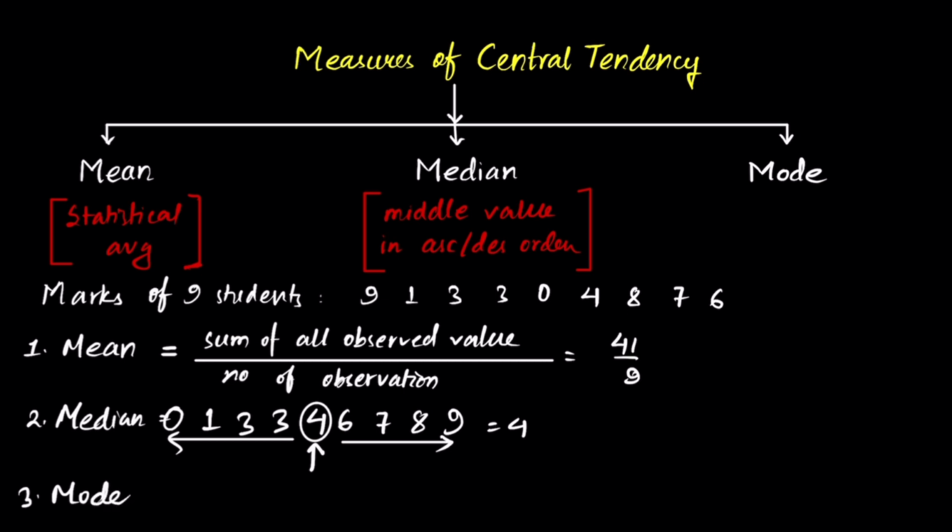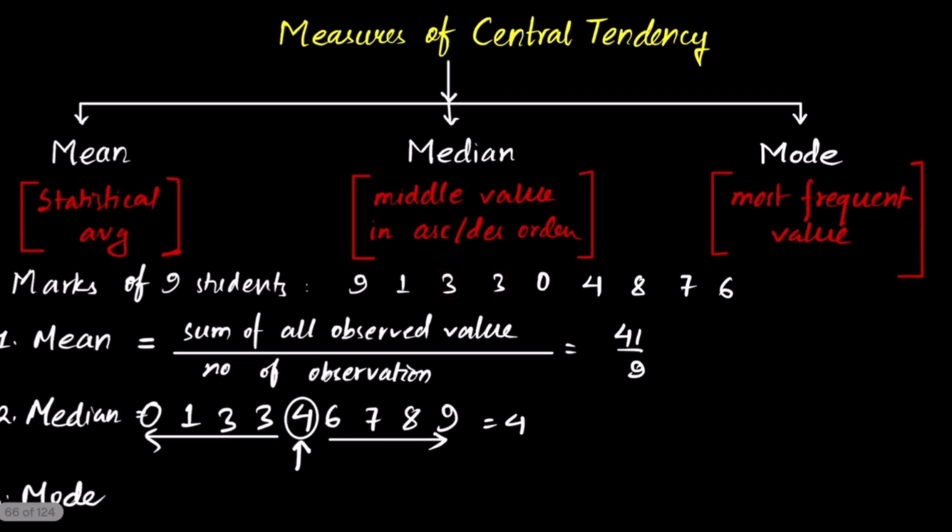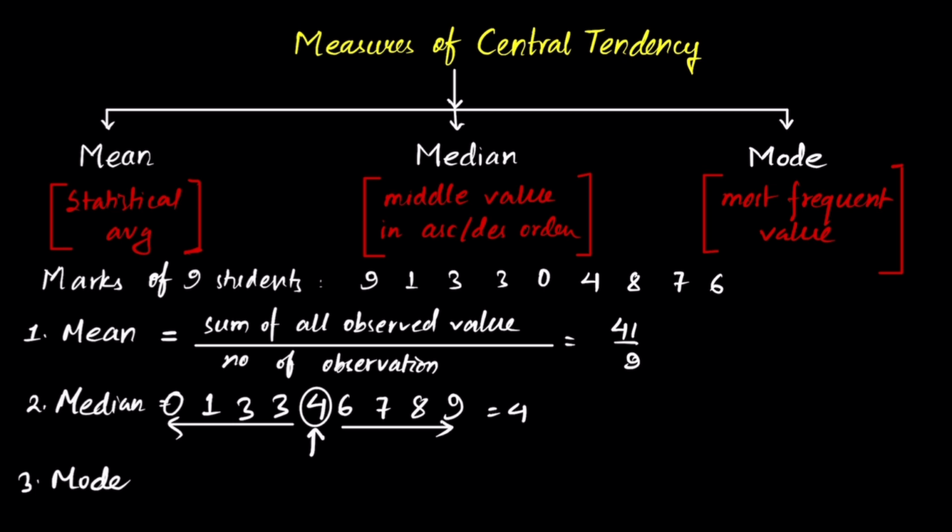Finally, you have your mode. Mode is simply the most frequent value, the value that comes most frequently in the observations, or the value that has the highest frequency. In this data distribution, you can see that the number 3 has occurred 2 times, and all other numbers are present only one single time. So the mode is obviously 3. This was the case when the number of observations is odd. There are altogether 9 marks of 9 different students.